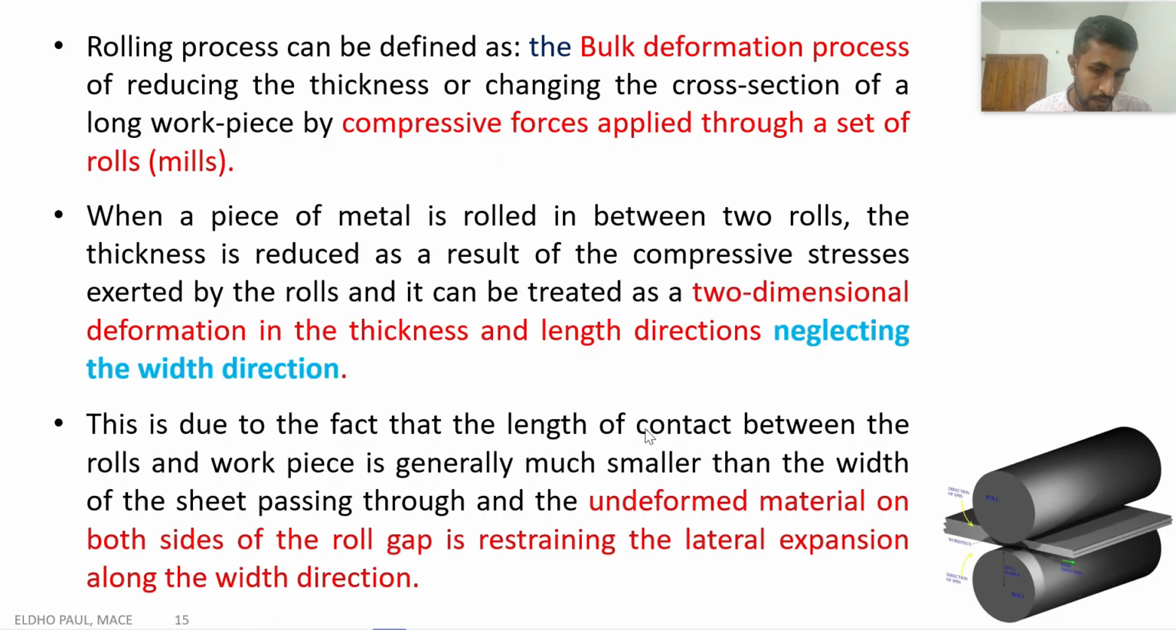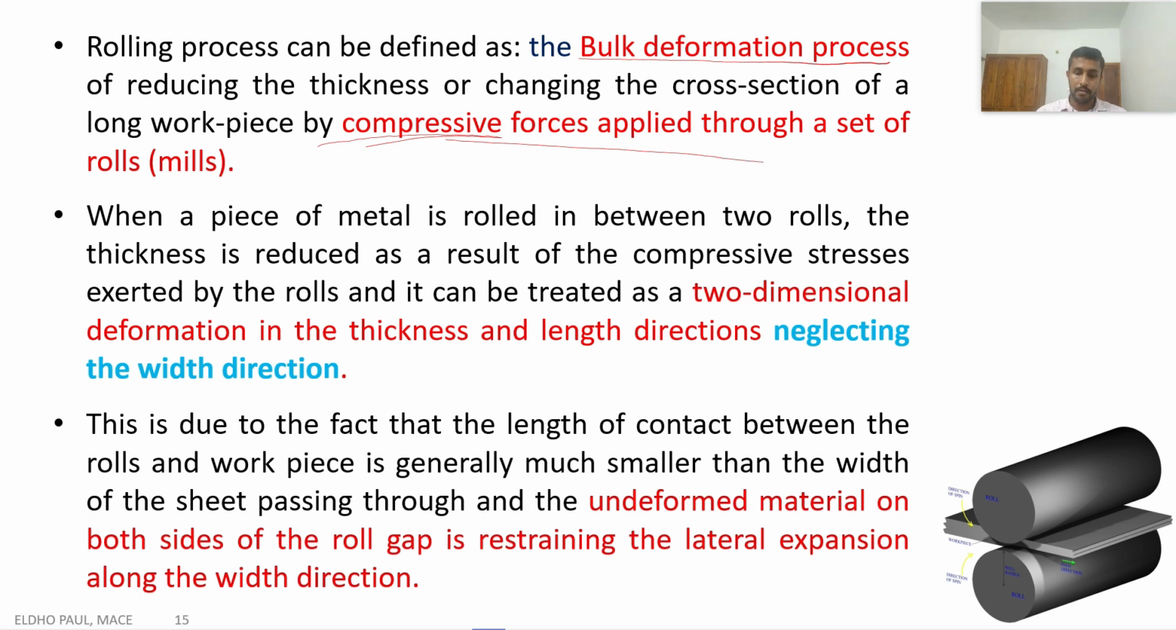So the rolling process can be defined as a bulk deformation process. Last class we distinguished bulk deformation and sheet metal processes. So this is a bulk deformation process that reduces the thickness or changes the cross section of a long workpiece by compressive force. Here the main force applied through the roller is a compressive force. That is applied through a set of rollers.